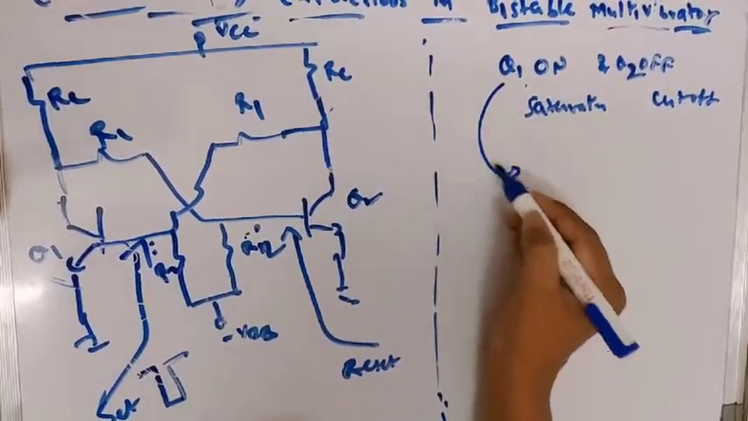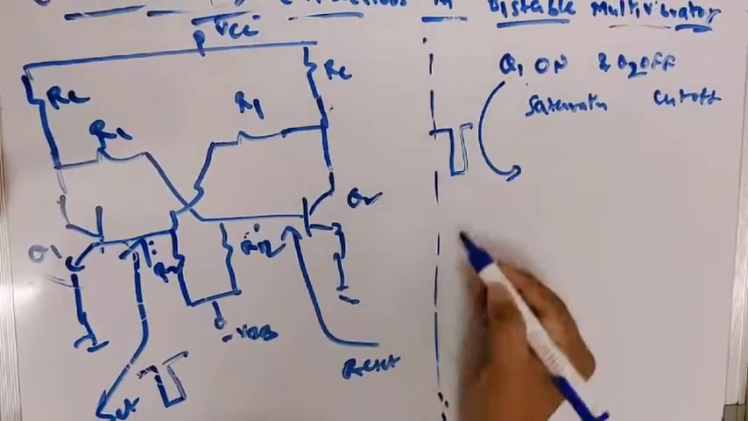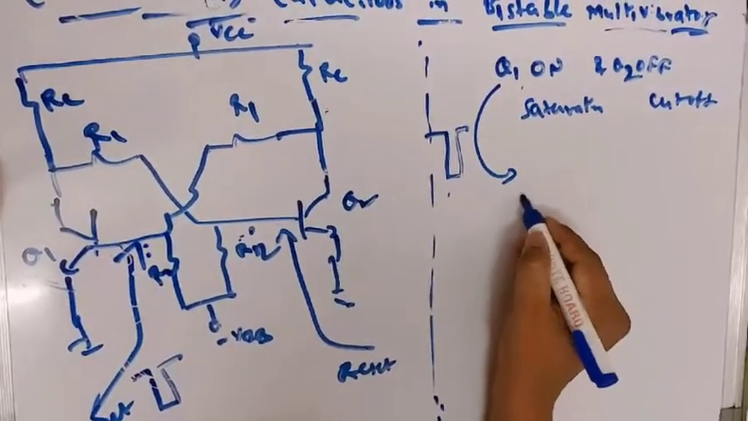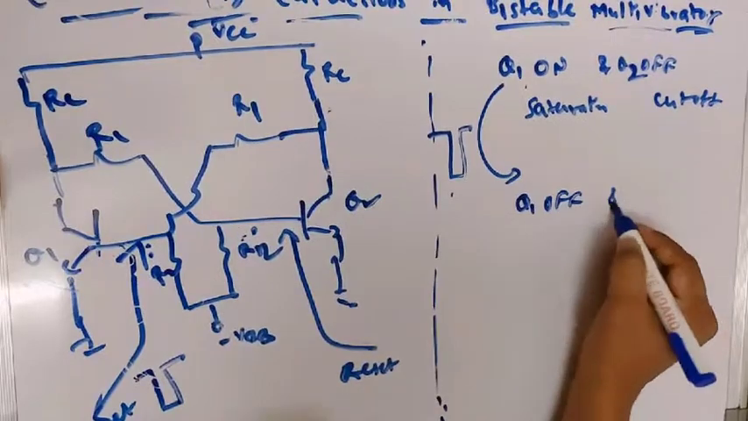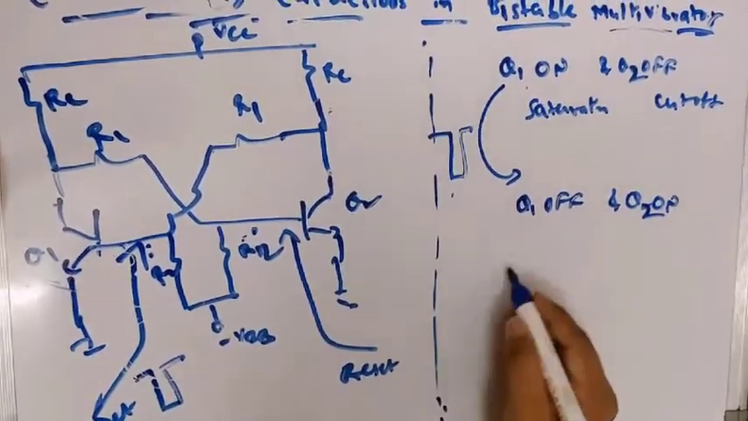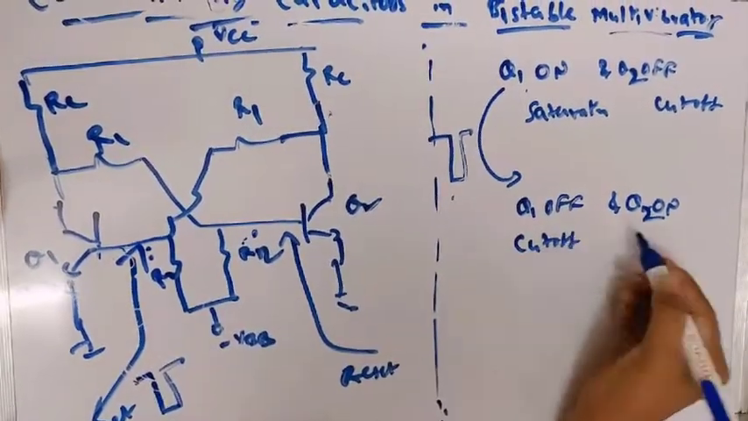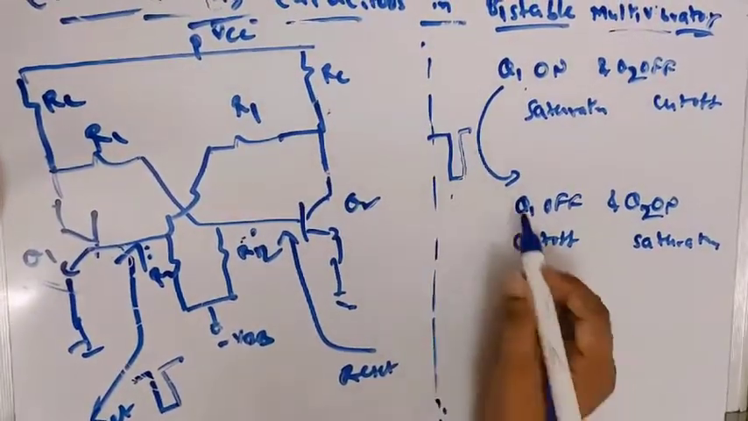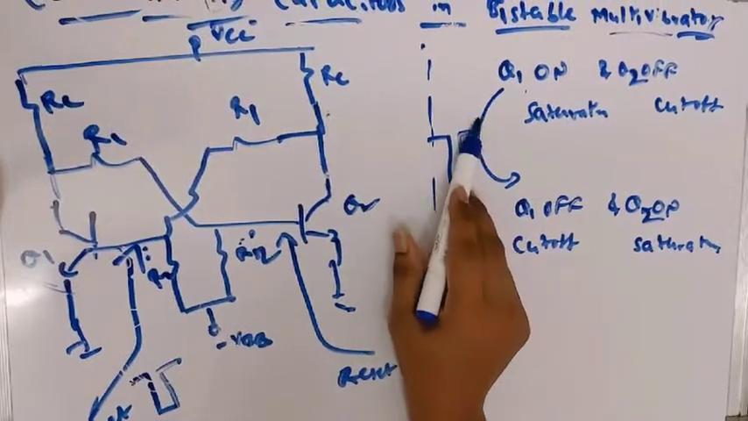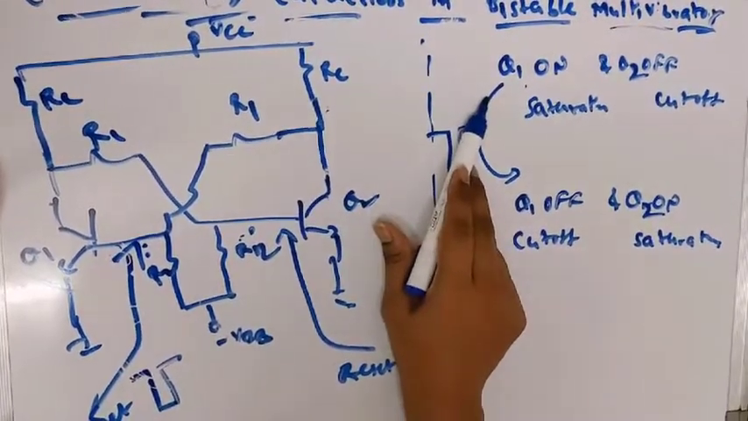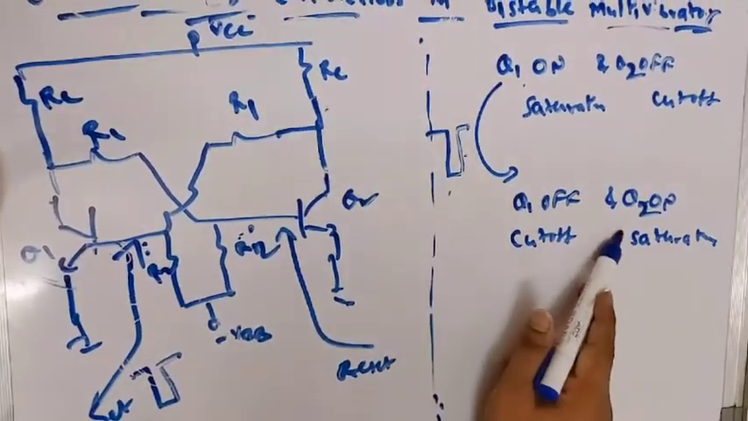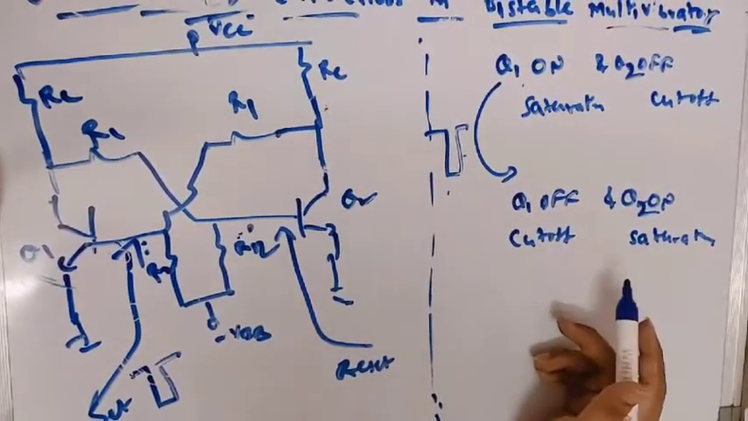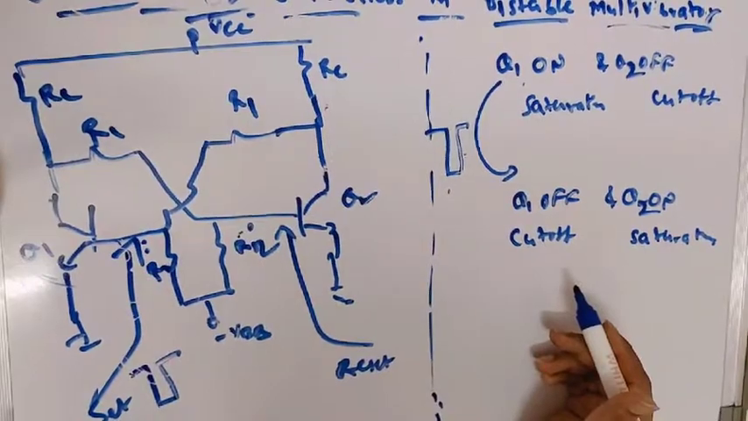Now whenever we apply an external triggering, that is negative triggering, to the transistor Q1, there is a change: Q1 becomes off and Q2 becomes on. Q1 is in the cutoff region, and the transistor Q2 is in the saturation region. The time interval during which the transition happens, or the transfer of conduction from one transistor to another transistor, is called the transition time. Ideally the transition time should be as minimum as possible.